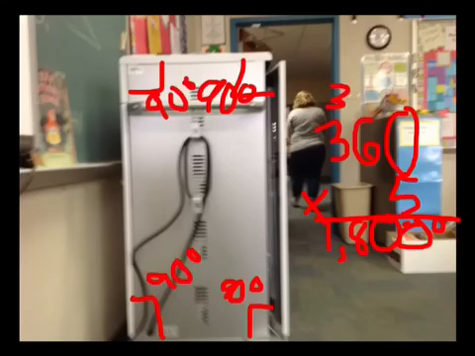In this rectangular prism, each corner is a 90-degree angle. Since there are 5 sides on this rectangular prism, there would be 360 degrees on each side. So we would have to do 360 times 5.